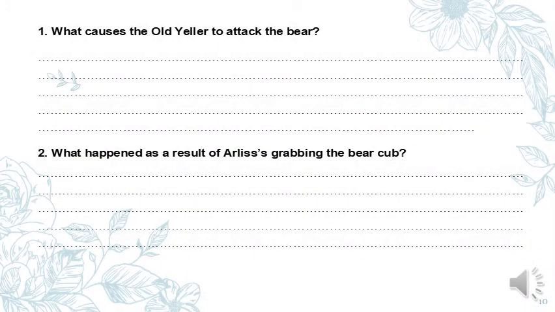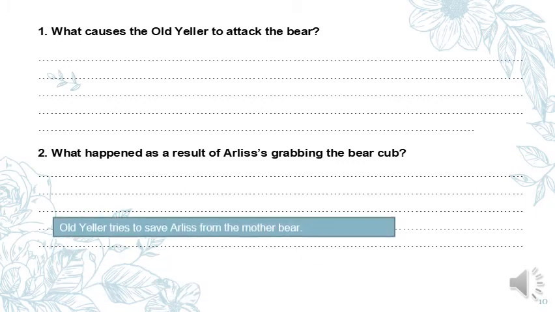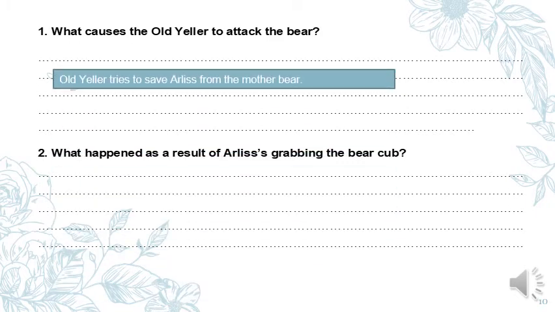Now, what caused Old Yeller to attack the bear? Old Yeller was defending his friend Arliss. So Old Yeller tries to save Arliss from the mother bear. Of course, we answered here with an S because we have S in the verb in the question. Okay, please pause the video and write the answer.